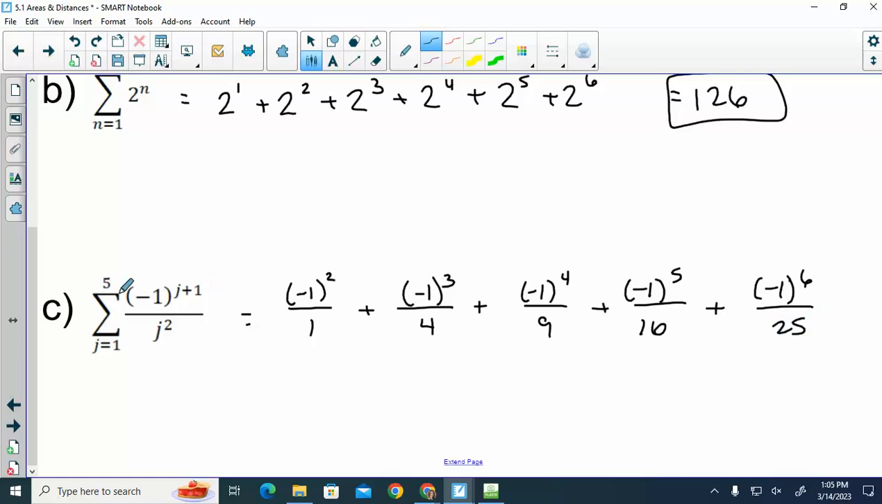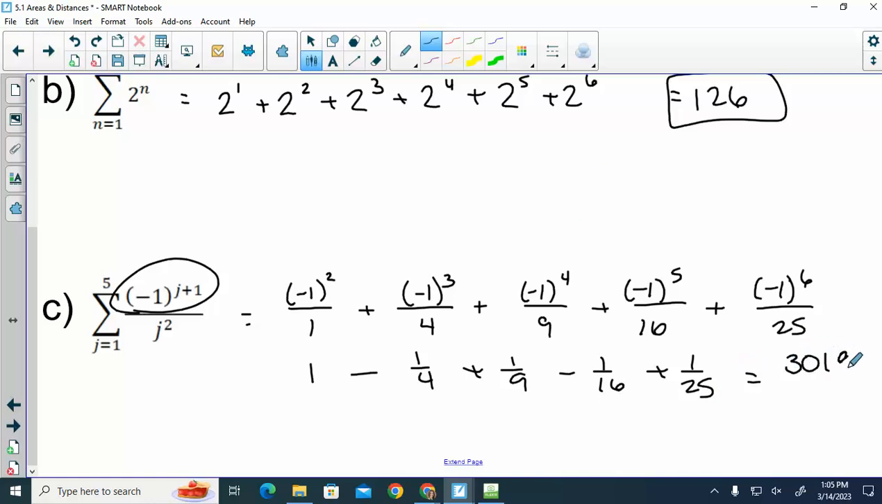All that the top is doing is basically switching if it's positive or negative. If you take a negative and square it, you get positive. But a negative cubed is negative. So it basically gives me a 1 minus 1/4 plus 1/9 minus 1/16 plus 1/25. And this one is not real pretty. 3019 over 3600. Gorgeous.